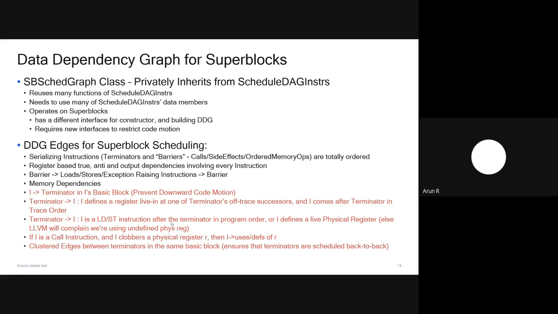So for instance, for every instruction we add an edge from that instruction to the terminator in its basic block. So we make sure that we don't schedule that instruction after its terminator. That is, we don't move the instruction below the original basic block. Similarly, we can implement all other constraints by adding more edges. So this is how we do it. The ones in red are exactly those edges that we added.